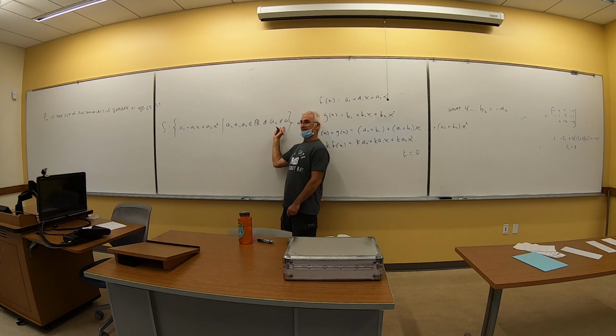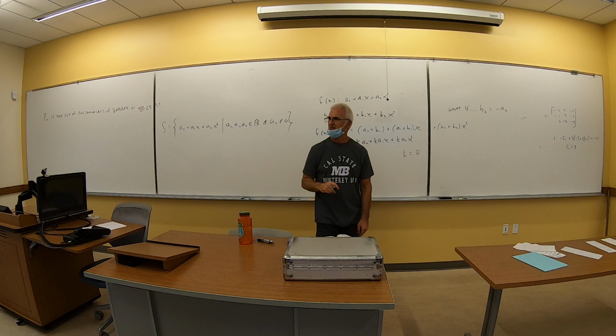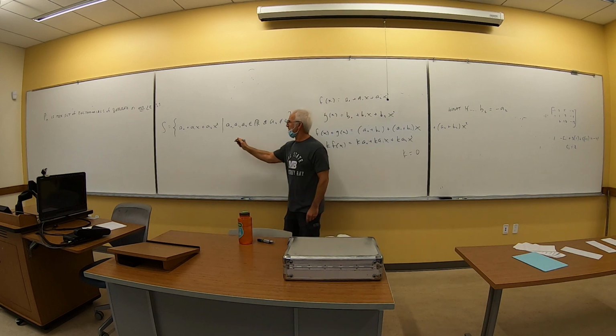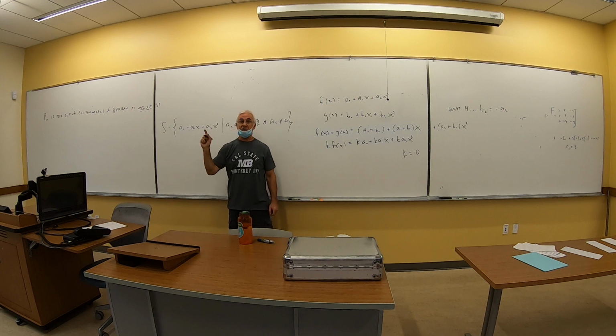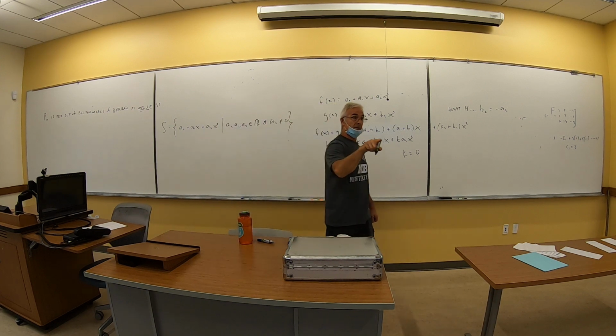If X is equal to 0. Isn't this the set of all second degree polynomials? Is the number 0 a second degree polynomial? No. The number 0 would have required all my coefficients to be 0, but A2 can't be 0. So this set does not include the additive identity.